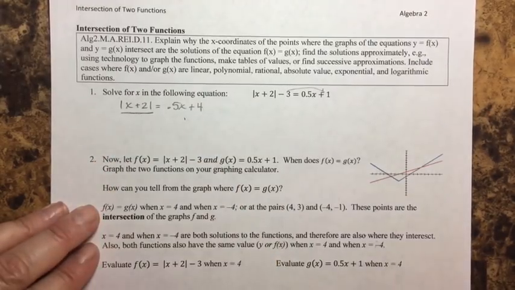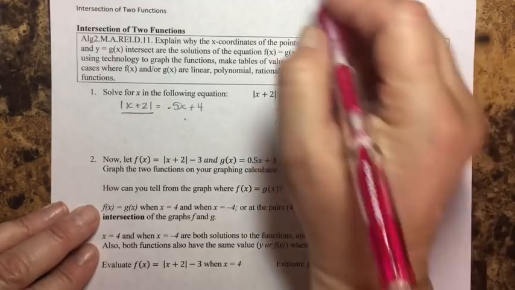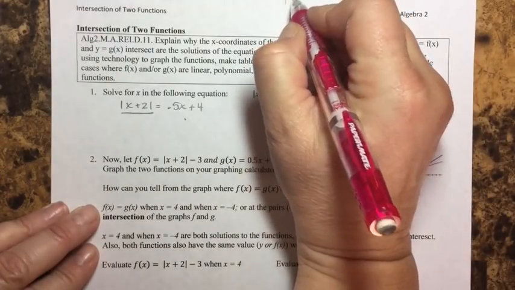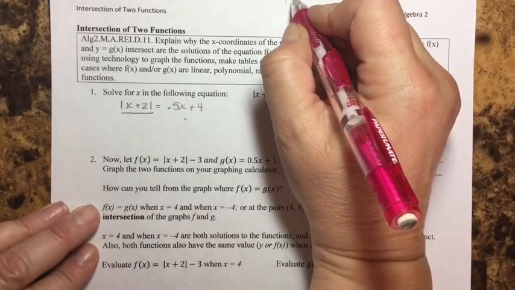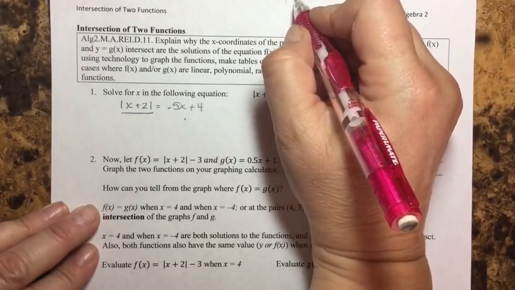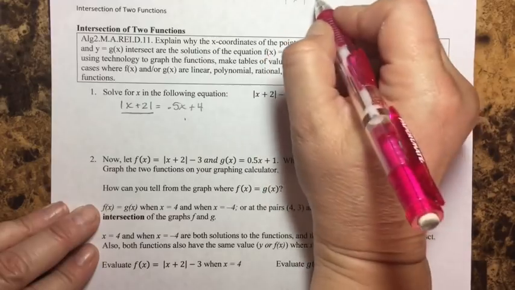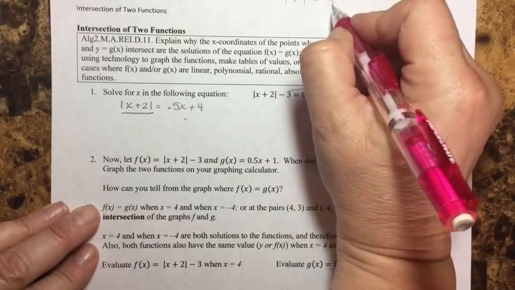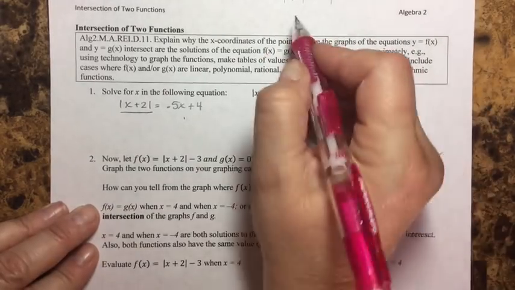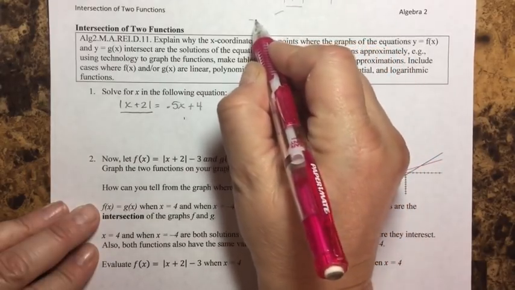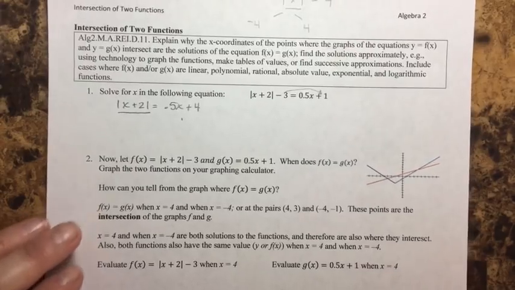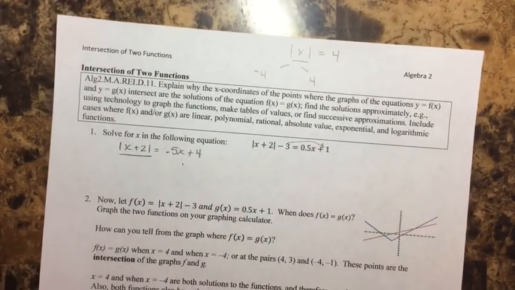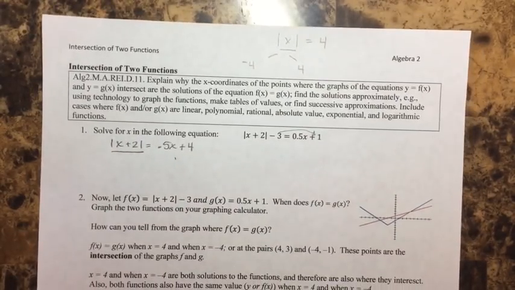Now, let's think about the absolute value for a minute. If I have the absolute value of, let's say, x, and I know that equals 4, then this x can either be negative 4 or it can be positive 4, right? Because the absolute value of a negative number is the positive number, okay?